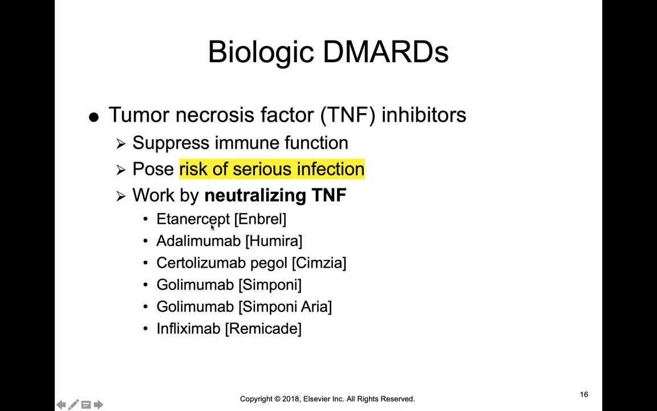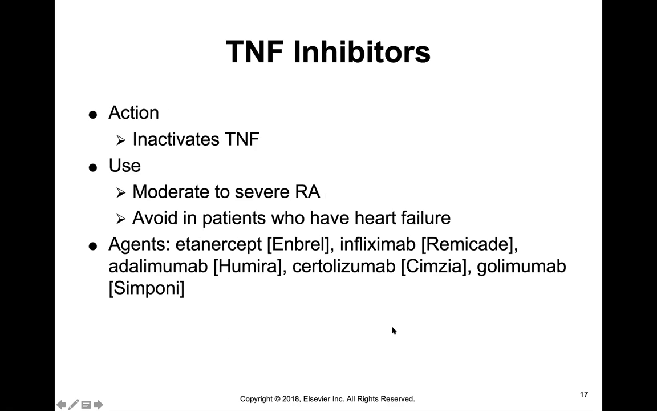So we have etanercept, which is, I think, the first one of this class. The next one was adalimumab, which is Humira. And then a lot of the me-too drugs started coming out: certolizumab, golimumab, and then infliximab. So like I said, they inactivate tumor necrosis factor. It can be used for moderate to severe RA. We do want to avoid it in patients who have heart failure because it could worsen that.